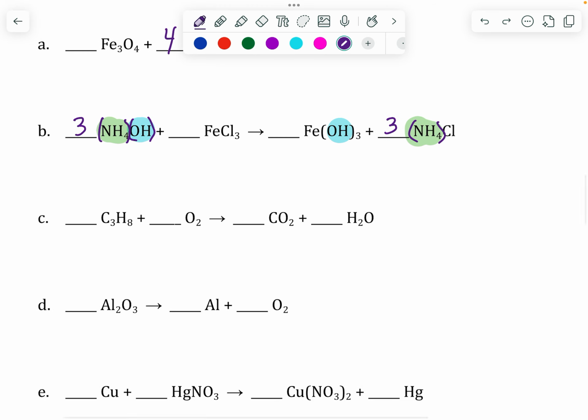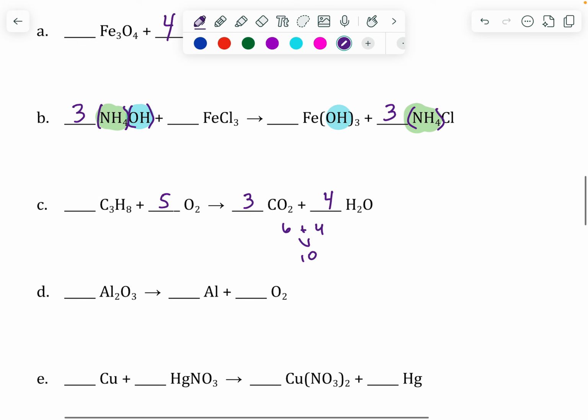Combustion, again, do C's, then H's, then O's. I have 3 C's on the left, so I'm going to put 3 in there. 3 times 1 is 3 there. I need to get 8 over here. 4 times 2 is going to give me 8. And then I notice I have 6 plus the 4 oxygen from the water. That gives me a total of 10, which means that I need 10 total oxygen here. And again, put a 1 in front of the propane there, C3H8, if you would like.